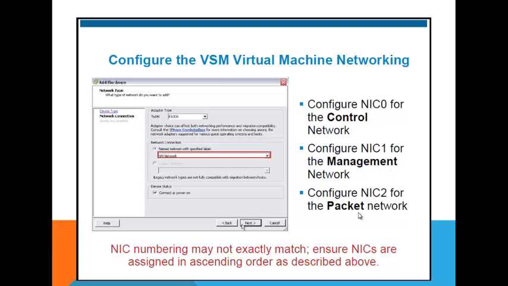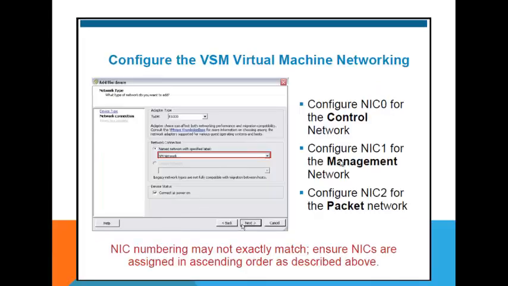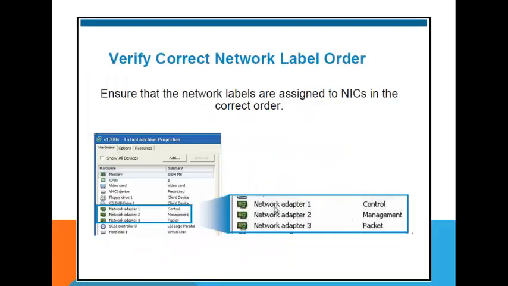Why do we do that? So that CDP will be using NIC 1, VSM and VM will be using NIC 0, and VM traffic will use the packet. They won't clash with each other. So we are seeing the confirmation. Once we finish that, we will get this: adapter 1 control profile is added, adapter 2 management, adapter 3 packet.